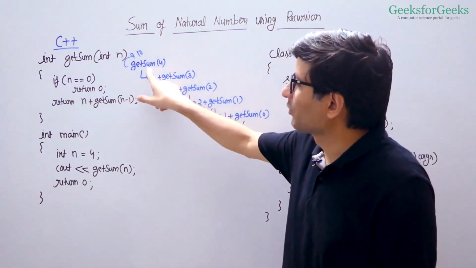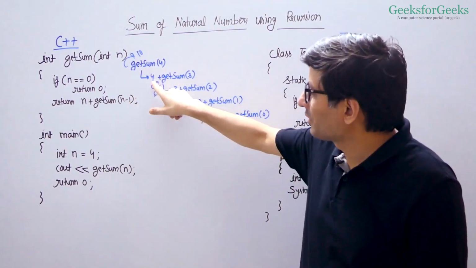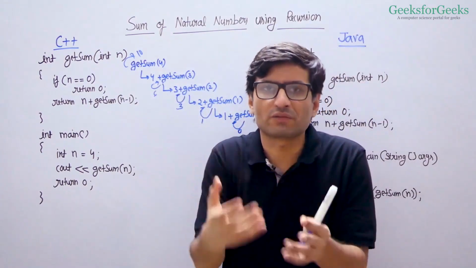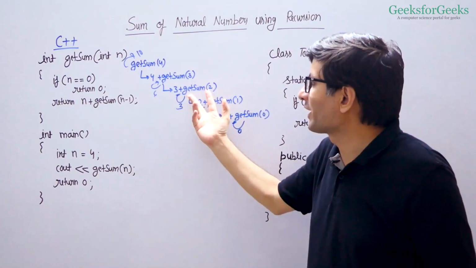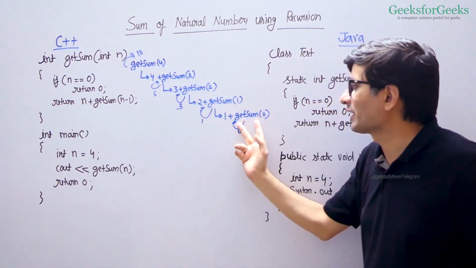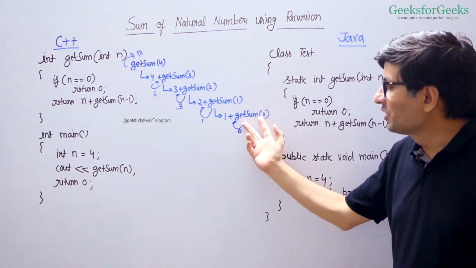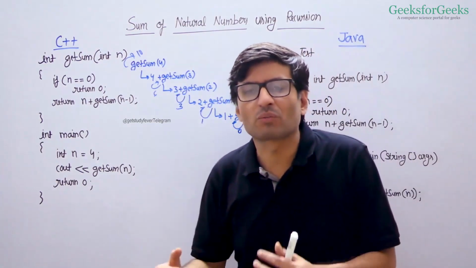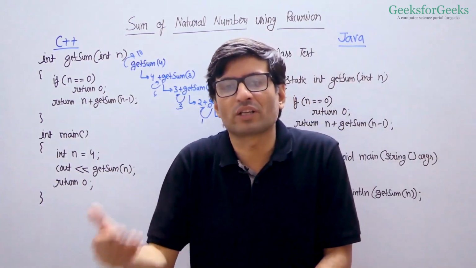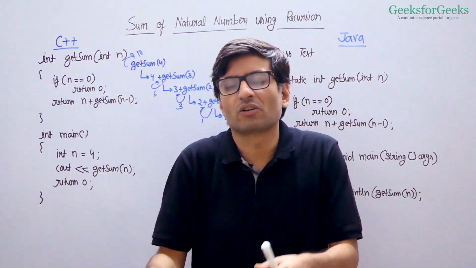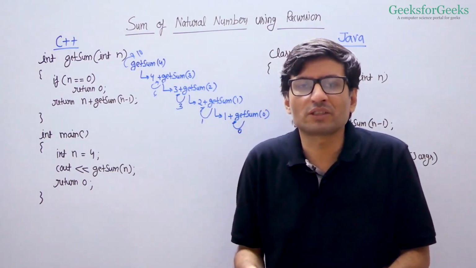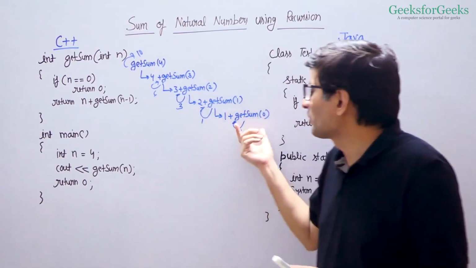We call getSum(4). getSum(4) is going to call 4 plus getSum(3), right? Whatever getSum(3) returns, it's going to add 4 to it. getSum(3) is going to call getSum(2) and add 3 to it. getSum(2) is going to call getSum(1) and getSum(1) is going to call getSum(0). When getSum(0) is called, we cannot break this problem further into smaller problems because there can be 0 natural numbers, 1 natural number or 2 natural numbers, right? Not less than 0. So when you have input as 0 natural numbers, your output is 0. And this becomes our base case.